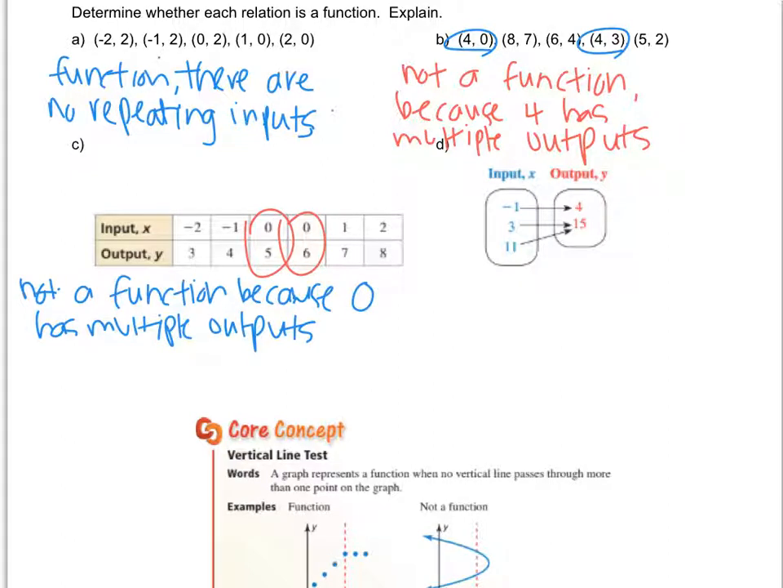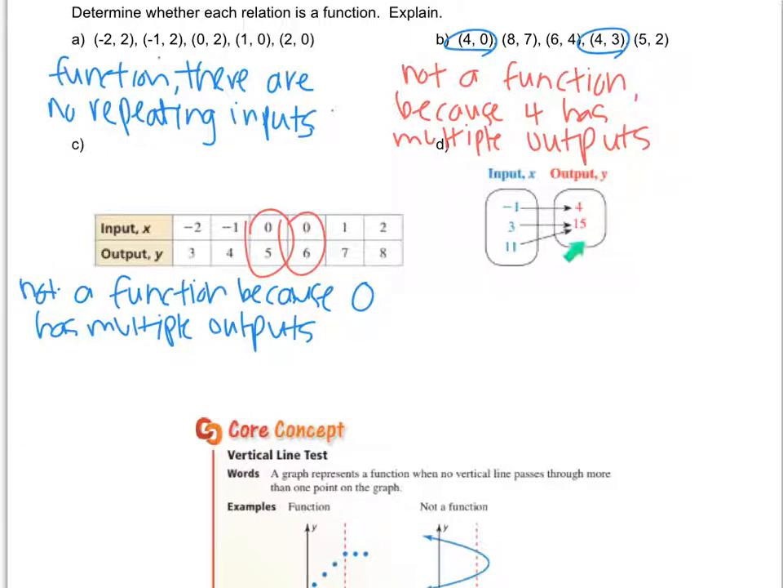Now, letter D is what we call a mapping diagram. This lists all the inputs here, and it lists all the outputs. The way that you read this is -1 has an output of 4, 3 has an output of 15, and 11 has an output of also 15. So the question is, is this a function?